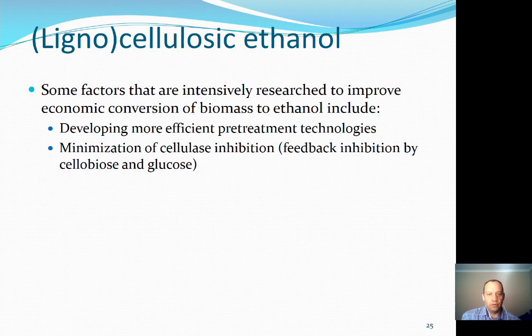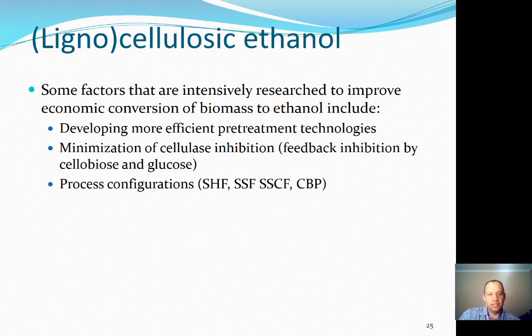And quite often with most of these enzymes, there's a simple feedback inhibition loop, where the more free glucose there is, the worse your beta-glucosidase, for instance, works. So we're trying to select enzymes or mutate enzymes so that we can get rid of this feedback inhibition. There's investigation of different process configurations. As I said, we'll speak more about this in the rest of the course.